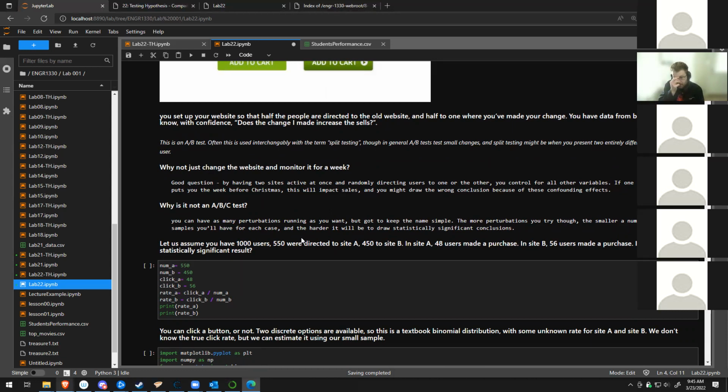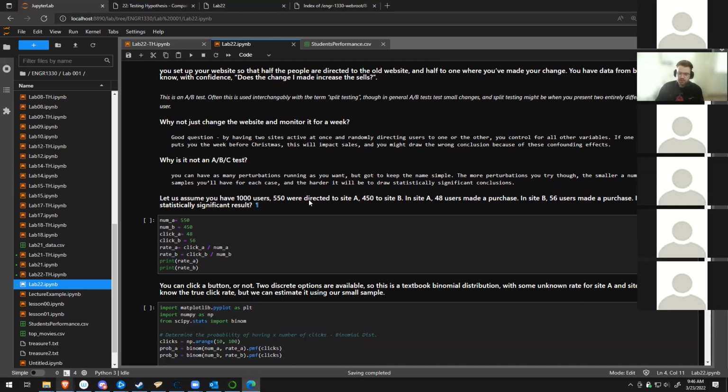So as I've said, like when we were doing the linear fit, when you have B0, B1, and B2, it is generally a good idea, when you're limited on resources, and your brain power is a resource, to try to only work on the fewest number of things you can. Okay, so let's assume we have 1,000 users. We sent 550 to site A and 450 to site B. In site A, 48 made a purchase, and in site B, 56 made a purchase. Is this a statistically significant result? That's the question.